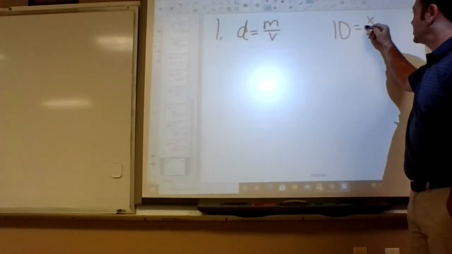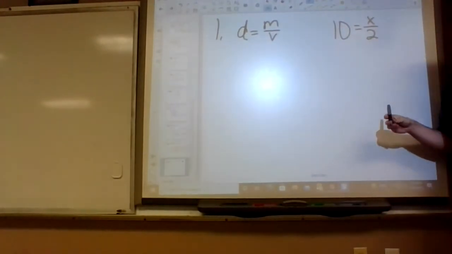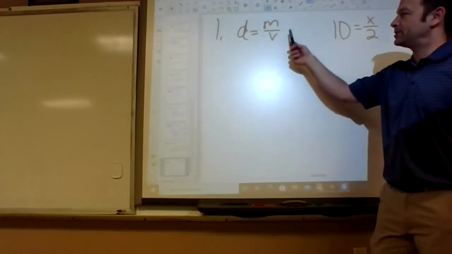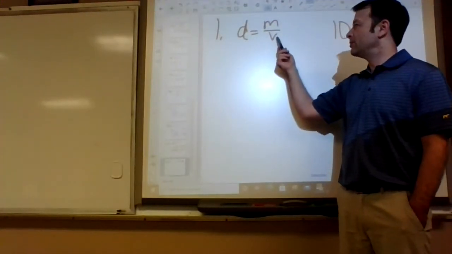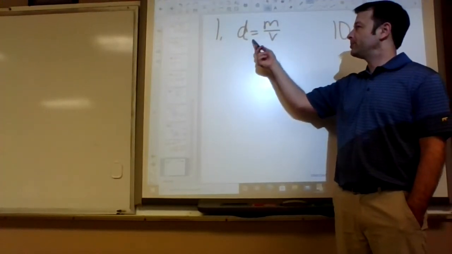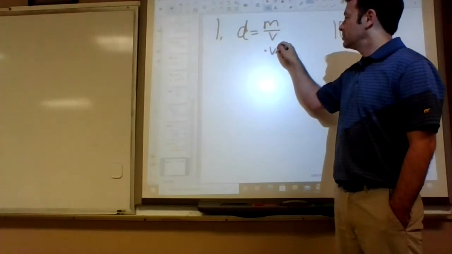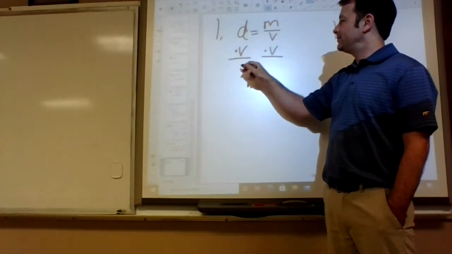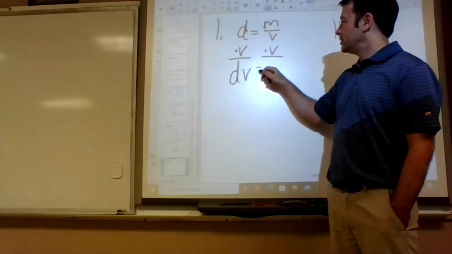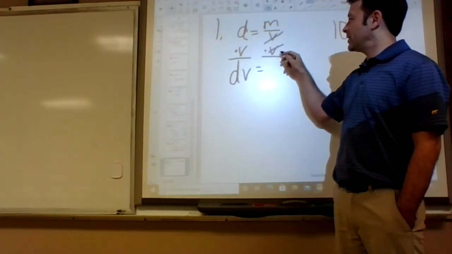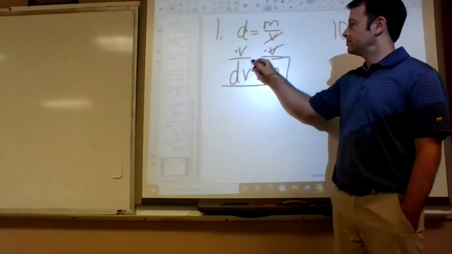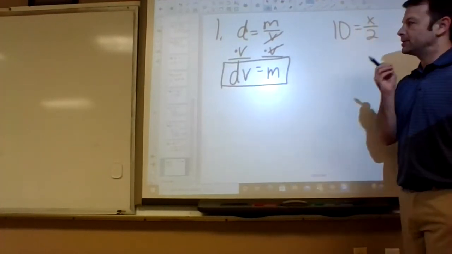If I was solving this equation for X, what would I do? I'd multiply by 2. If I'm solving this equation for M, what would I do? Multiply by B. Times B, times V, times V. D times V equals, those cross, divide and multiply, cancel out, equals M. M equals DV.